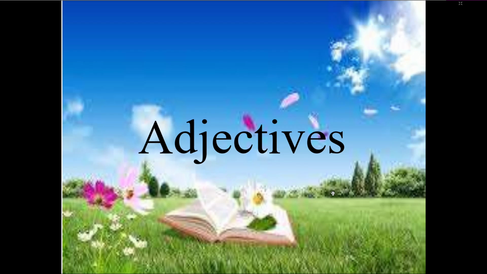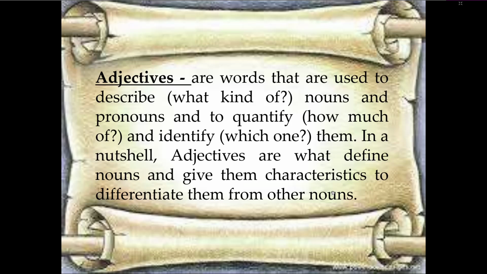In this chapter we will discuss adjectives and their types or kinds. I hope you will learn a lot about adjectives in this video. So let's get started. Now, what is an adjective? Adjectives are words that are used to describe what kind of nouns and pronouns, to quantify how much of them, and to identify which one. In a nutshell, adjectives are what define nouns and give them characteristics to differentiate them from other nouns.